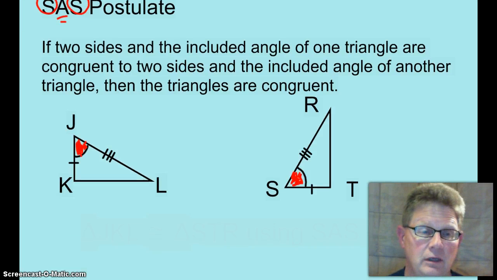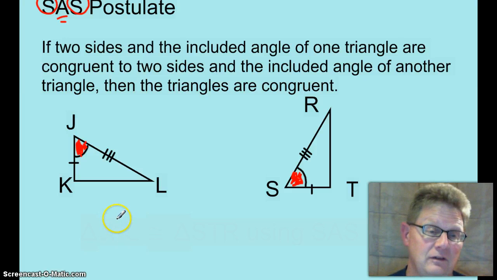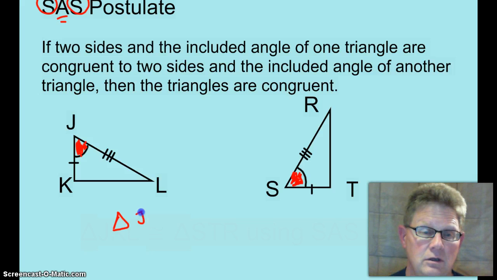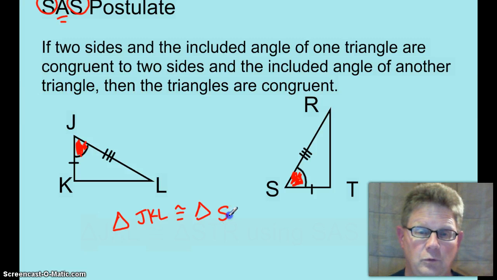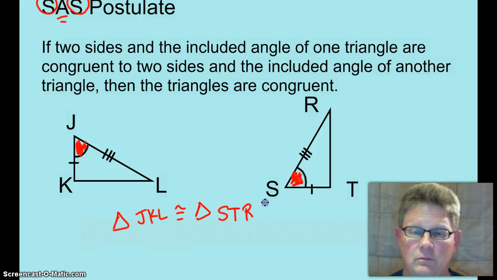So usually when we make a congruence statement, at least what I like to do is to put the first triangle in alphabetical order. JKL is congruent to, now let's do the corresponding parts of the other triangle. J corresponds with S, K corresponds with T, and L will correspond with R. And if you cannot see that correspondence, what you need to do is not pick up that S.